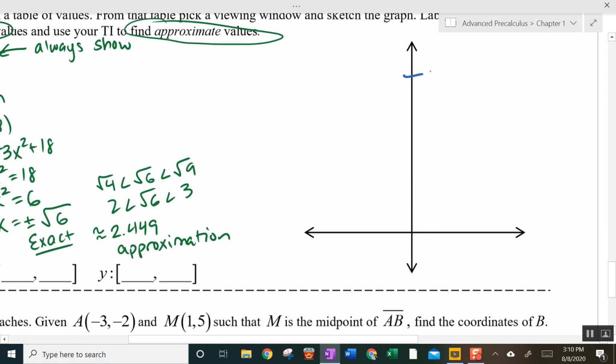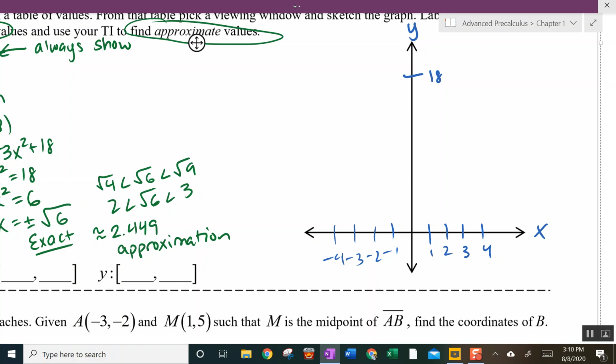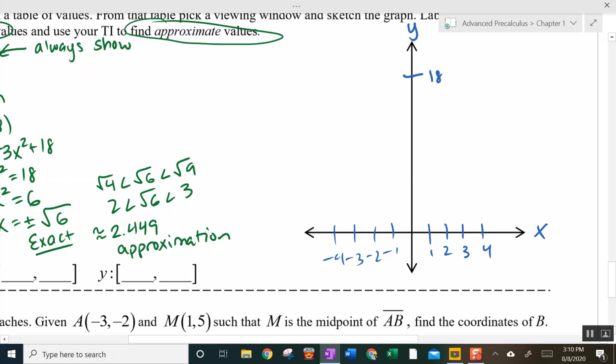So we're going to show this intercept up here at 18. We'll label this y and x respectively. And 1, 2, 3, 4. 1, 2, 3, 4. And we're just going to sketch this parabola that opens down. We know it passes through right here. And again, about 2.4 on both sides, somewhere around there. This is a parabola that opens down.